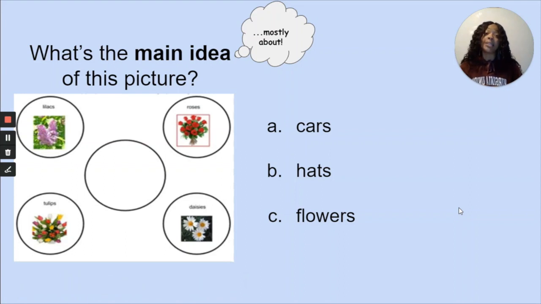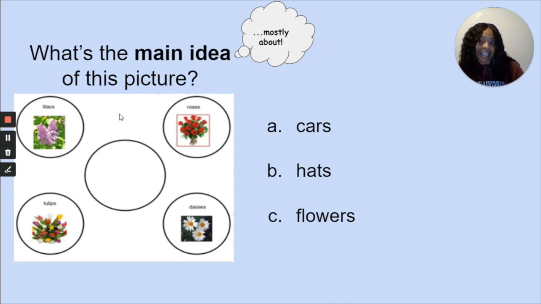Yesterday, we practiced the main idea, and I gave you a little brain cloud as a clue to help us identify the main idea of this picture. If you forgot, of course, the main idea is what a text, video, or picture is mostly about. But we are right now only going to focus on the main idea of this picture.